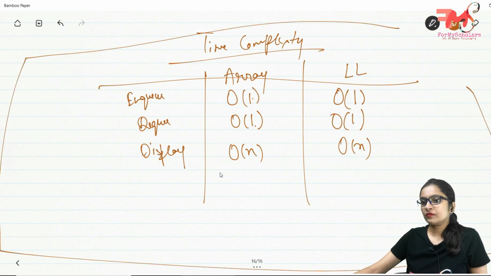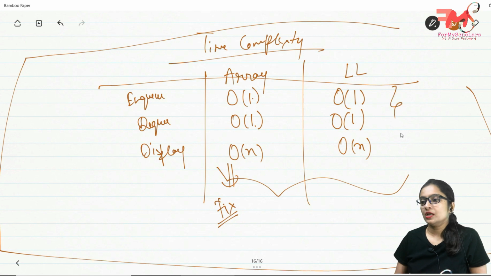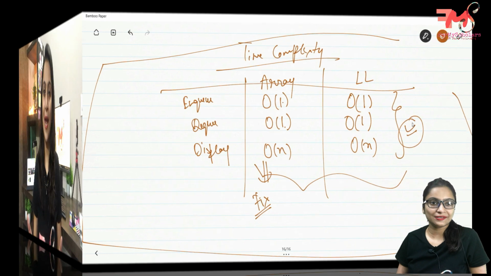So in case of a queue, you can use any of them, but the main disadvantage of using an array is that you will have to fix the size of the array, the size of the queue, at the start of the program itself. So if you go with the linked list, that would be a great decision for you.